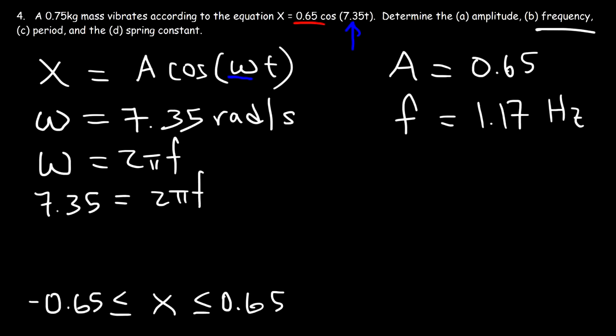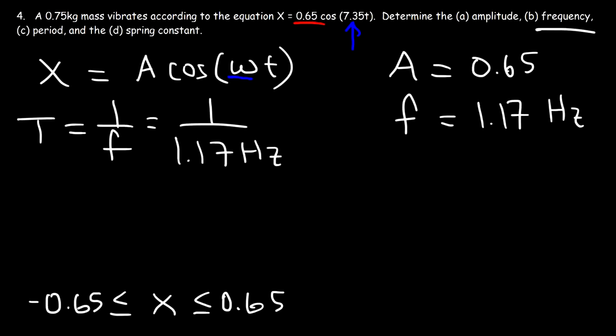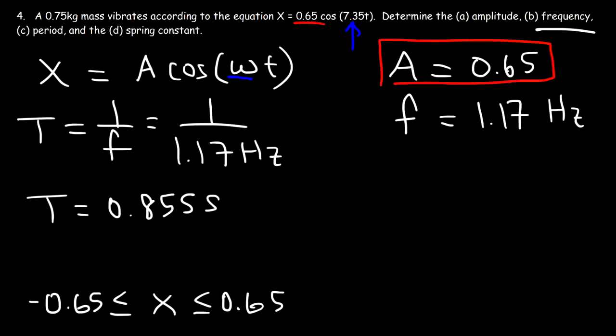Now, how can we calculate the period? If you know the frequency, then you know the period. The period is simply 1 over the frequency. So in this example, it's 1 over 1.17 hertz. So 1 over 1.17, that's 0.855 seconds. So we have the amplitude, we have the frequency, and we have the period.